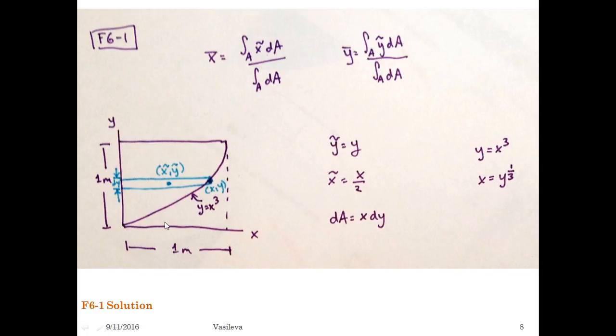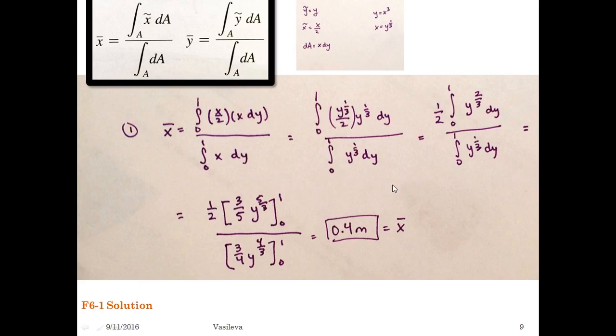But when we look at x, x squiggle is going to be half of x. So it's half the distance of x, so it's x over 2. And then the differential area of the element is x times dy. So that'll give us this entire area. And then what else we know is that we're given that y equals x cubed, and x equals y to the 1/3 if we rearrange that. So now all we have to do is plug into our formulas to find x bar.